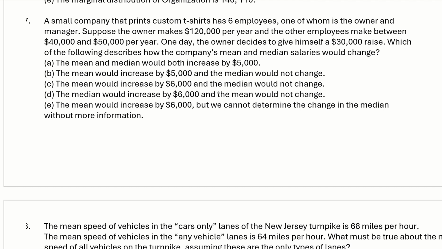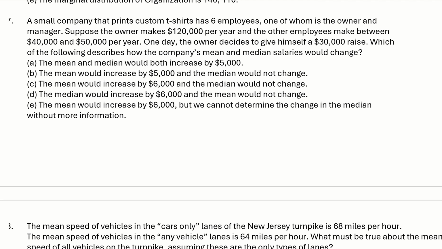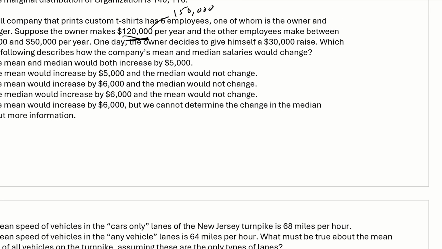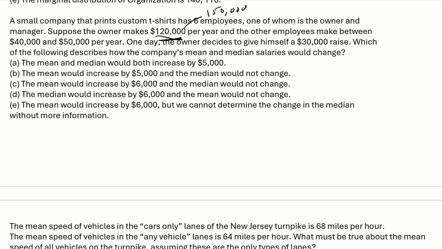Okay, so in other words, we're introducing an outlier. The owner decides to give himself a $30,000 raise, which means we introduce an outlier. So now the owner changes from 120 to 150,000. So what happens to the average? Well, the average is obviously going to increase. How much is it going to increase though? Well, we can calculate the average. That's not too difficult to do. So we got 1, 2, 3.